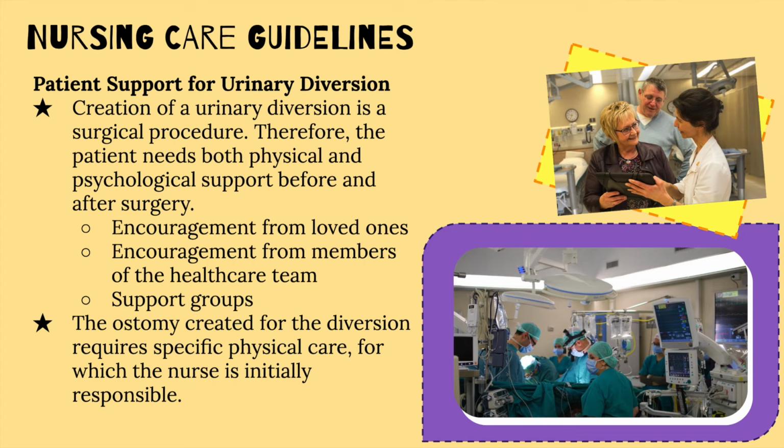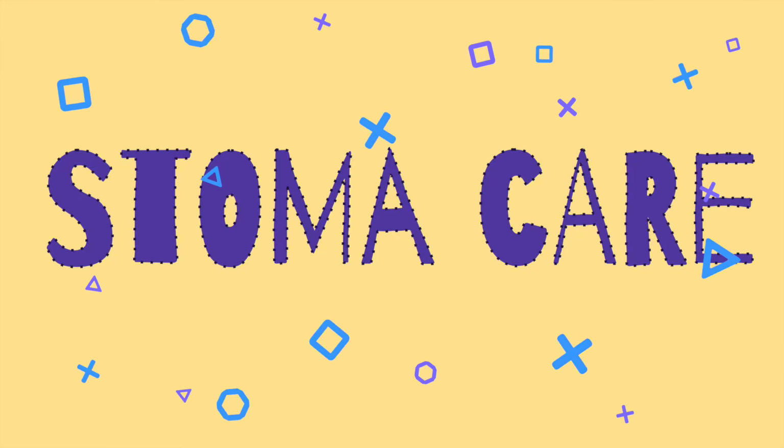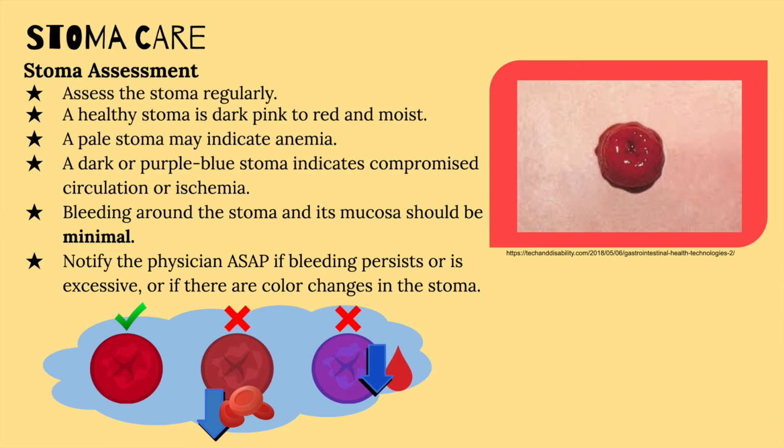So we're going to talk about some care guidelines that will help promote the patient's physical and psychological well-being, starting with care of the stoma. Now let's talk about stoma care immediately after surgery. As the nurse, you should inspect the patient's stoma regularly. The color should be dark pink to red, and it should be moist. This indicates good perfusion to the stoma.